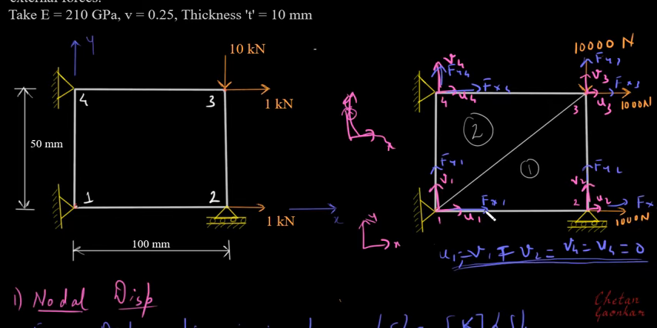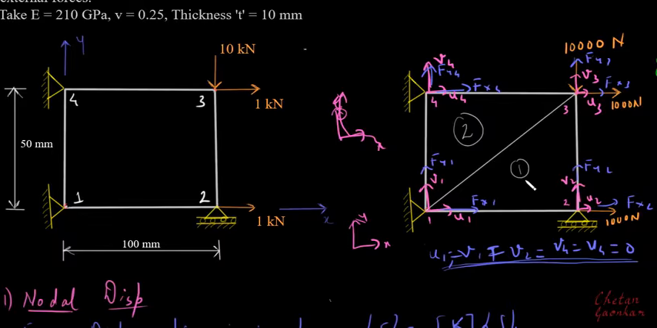And then in place of fx2, we will have the applied force, that is 1000 Newton. In place of fx2 we will have this applied force of 1000 Newton. In place of fx3 we will again have the applied force of 1000 Newton.